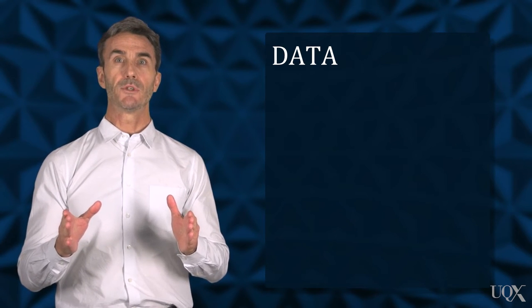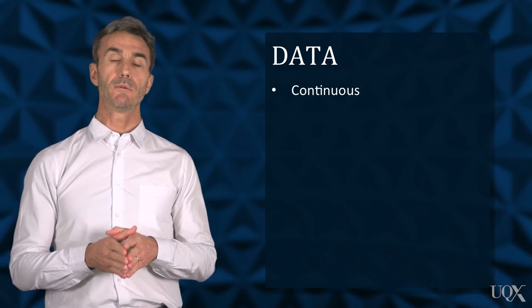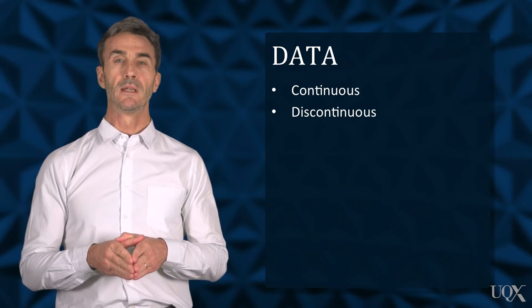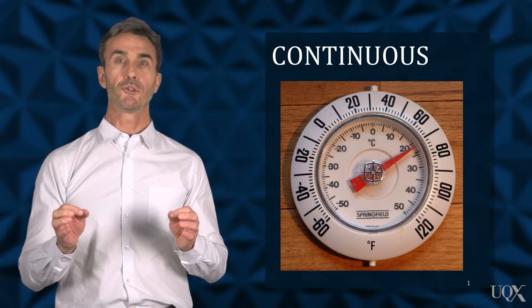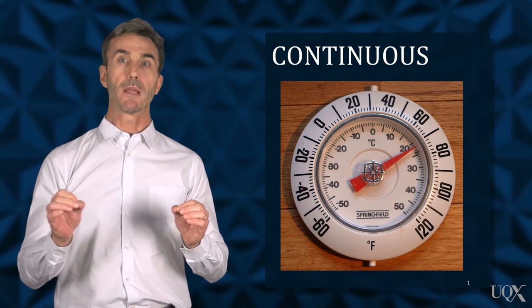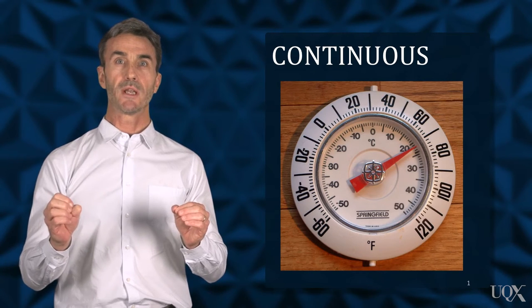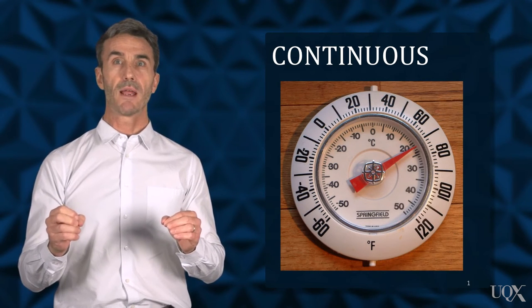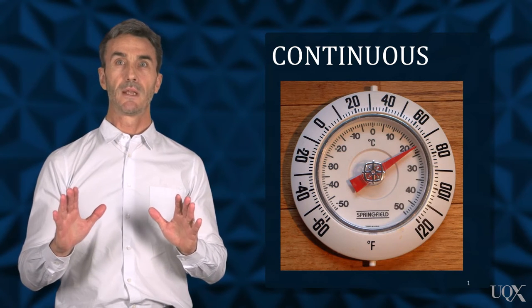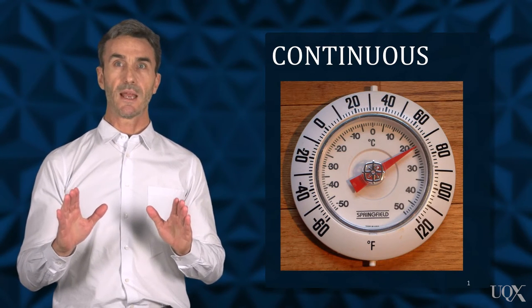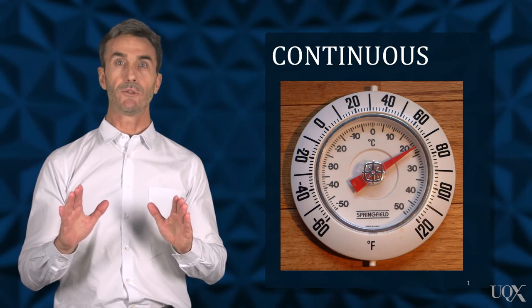A graph is a visual or pictorial representation of a set of data. These data can be of two distinct types, continuous or discontinuous. An example of continuous data could be temperature readings taken during the day. A person may choose to observe and record the temperature every hour, half hour, or minute. But temperature is a continuous phenomenon and can be read at any instance and have any value depending on how accurately you can measure it.